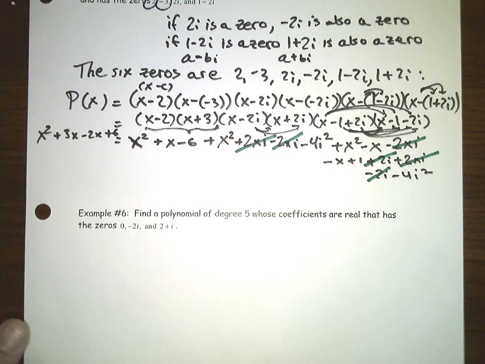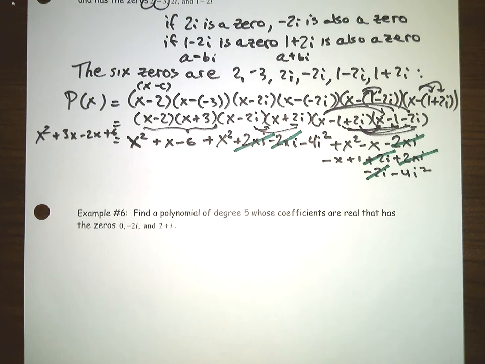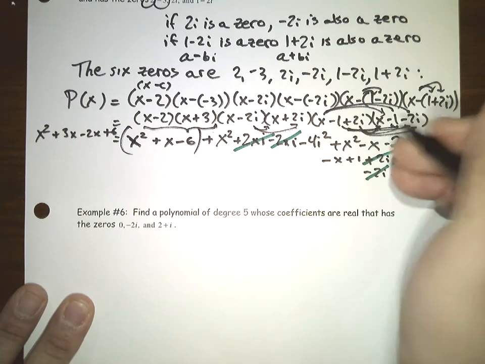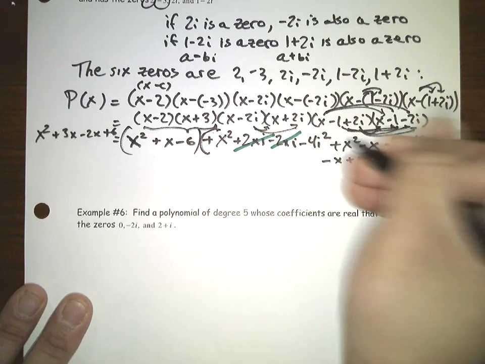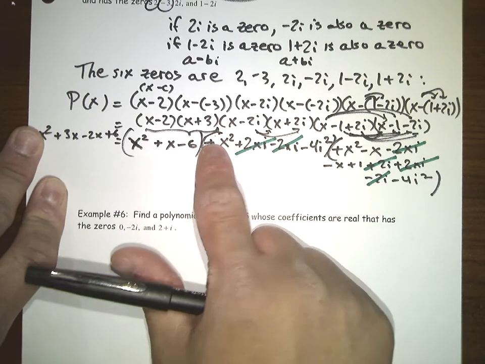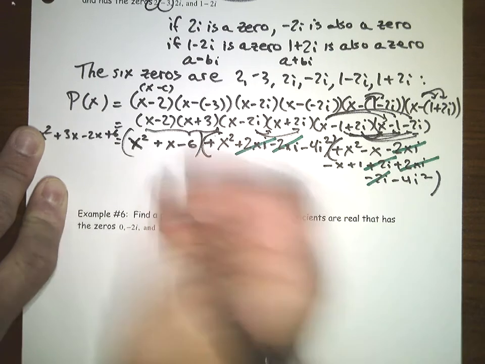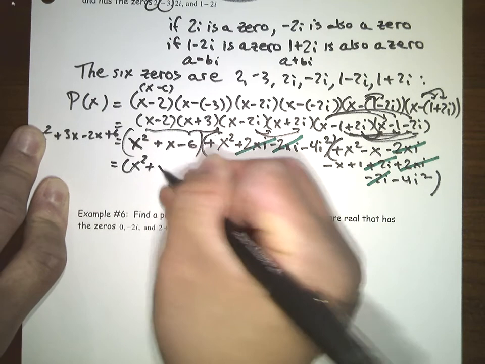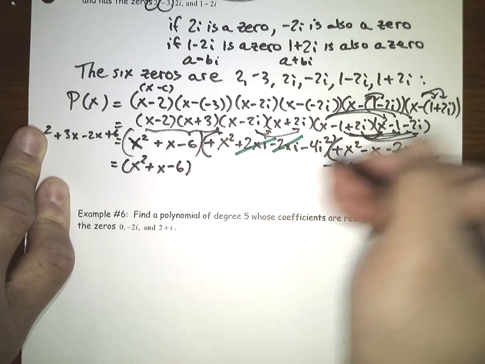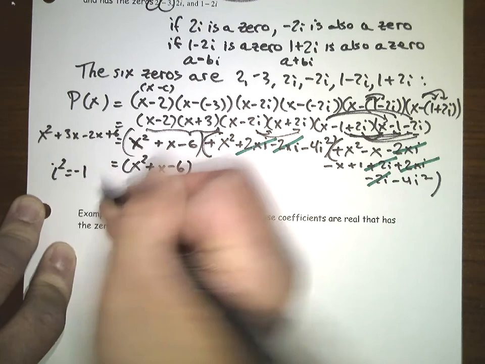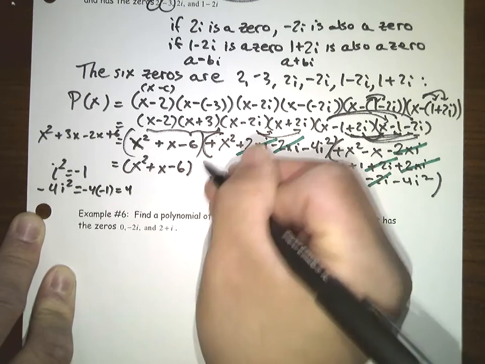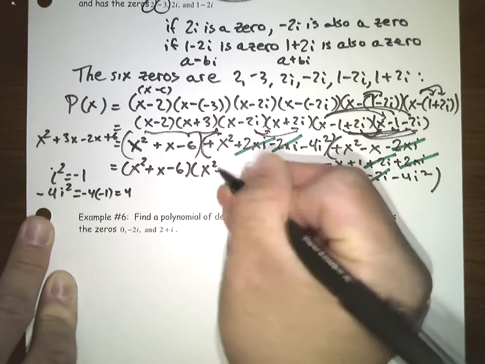We have, well, all right. So by the way, this is this part, right? And actually I probably shouldn't have said plus, because we still need to multiply these parts, but I did say plus, because that was going to be a positive coefficient, but we still need to multiply all of these. So we have x squared plus x minus 6, and then remember that 4i squared, i squared is negative 1. So negative 4i squared is negative 4 times negative 1, which is a positive 4.